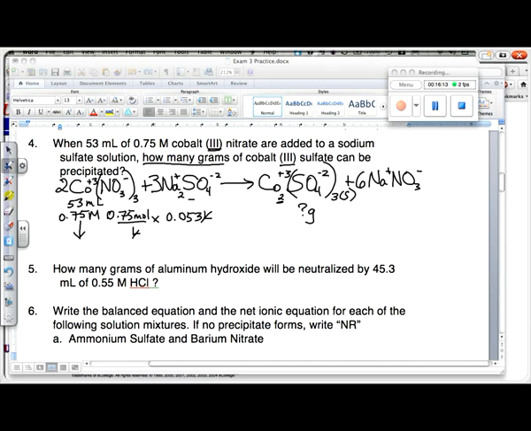And I end up with 3.98 times 10 to the minus 2 moles. And now I can move to my question, which is over here, times, there's a 1 in front of this, 1 over 2. And I end up with 1.99 times 10 to the minus 2 moles. And then I have to convert that to grams.